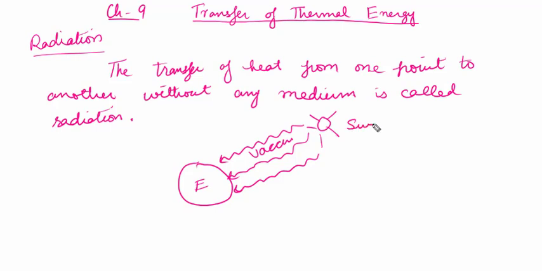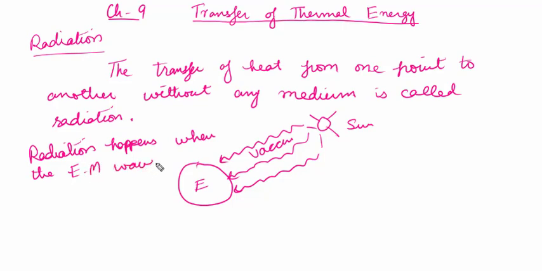So in order to describe the process of radiation, we have to discuss the electromagnetic waves. Whenever electromagnetic waves are emitted or absorbed, we can say that heat is transferred to and from that object. So I'll write it here: radiation happens when the electromagnetic waves are absorbed or emitted.